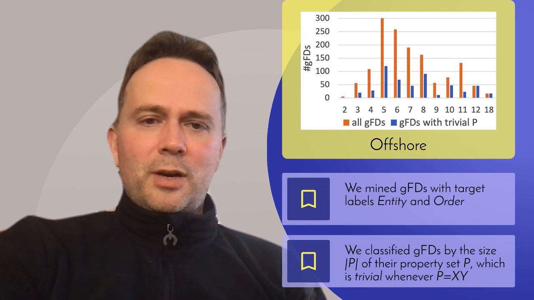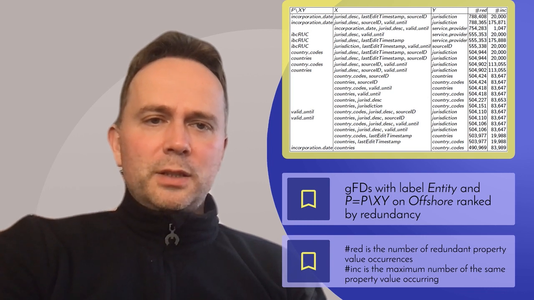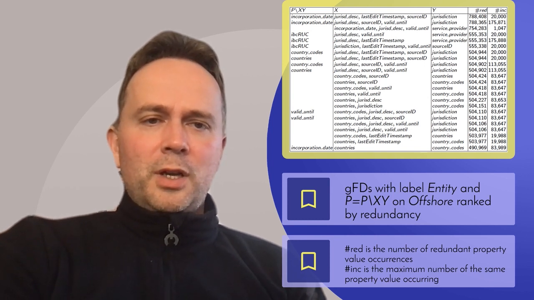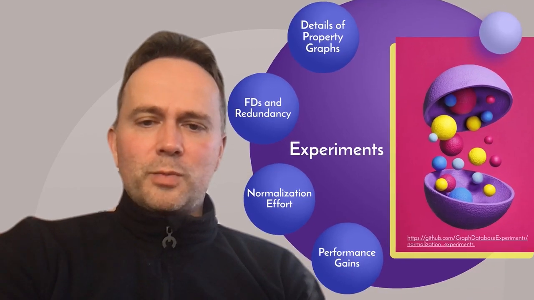So you can see that there are also a lot of others in there as well. Here are the top ranked ones according to the number of redundant data values that they cause. And here int denotes the maximum number of a single property value, how often it occurs in there. You can see that these numbers are quite staggering. So again, normalizing here should help a lot with the issues that we've mentioned before.